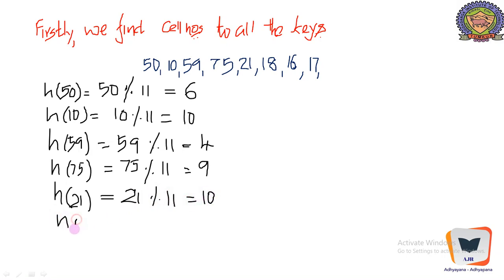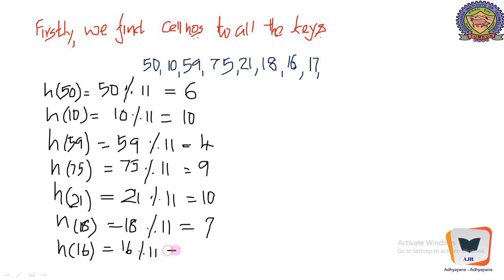And h of 18 will be 18 mod 11, which will be 7. Similarly, h of 16 will be 16 mod 11. It is 5. The cell number is 5. Similarly, h of 17 is equal to 17 mod 11, that is equal to 6.